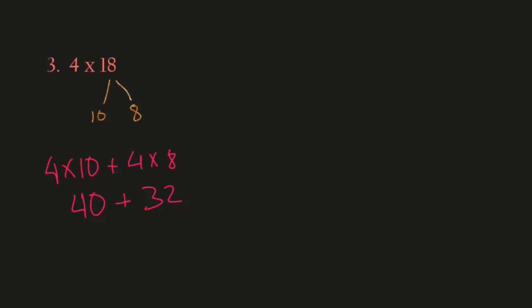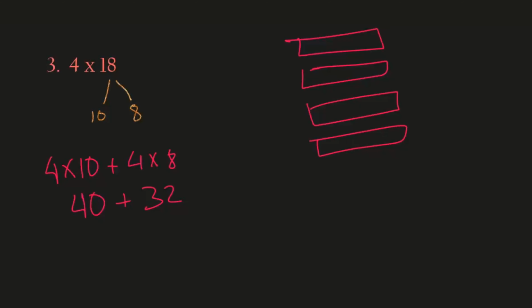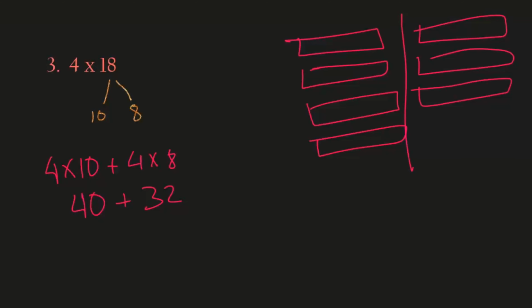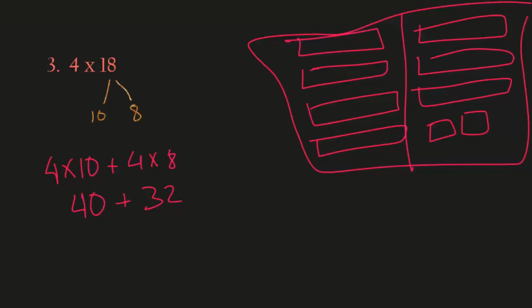So now we need to make an array. So for 40, we're going to draw 4 of these. So 1, 2, 3, and 4. And we have to do 32 here. So 1, 2, 3, and 2 of the tiny ones. 1, 2. Now let's just box it.